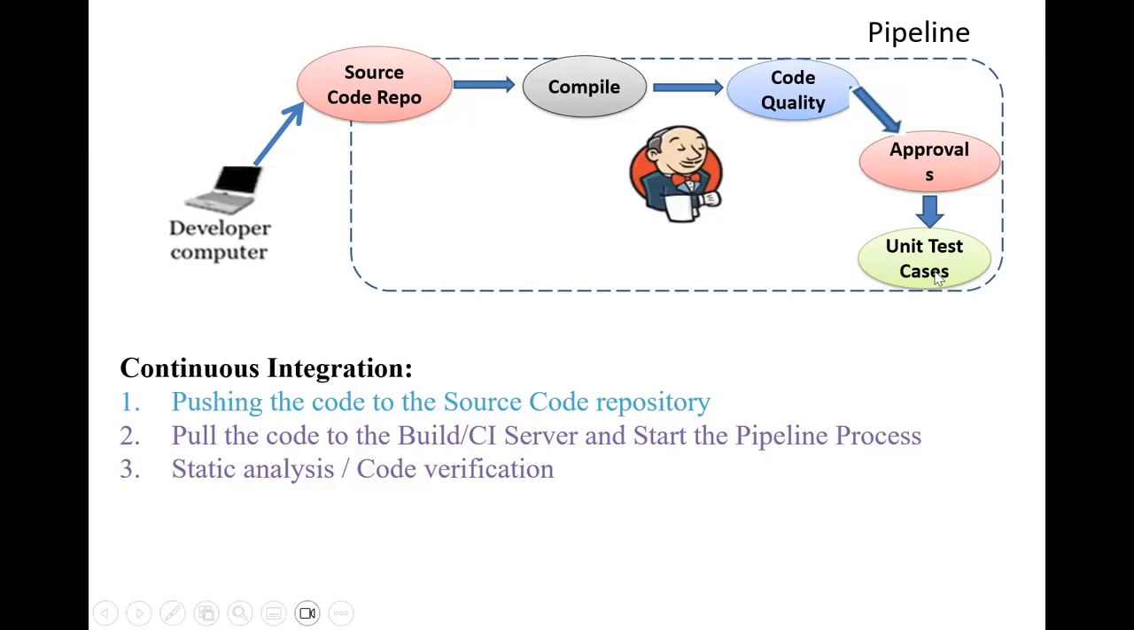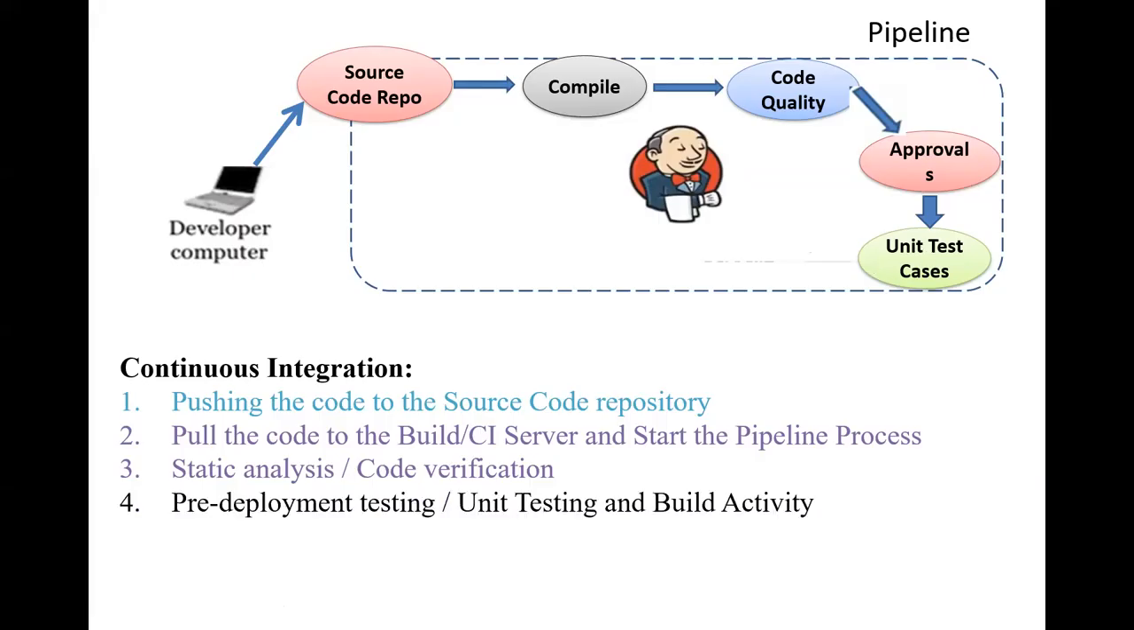If the unit test case fails, then stop it and send the mail to the developer. But who is going to do all these things? That is CSR. If the unit test cases pass, then promote to the next stage. What is the next stage? That is packaging. What is packaging?